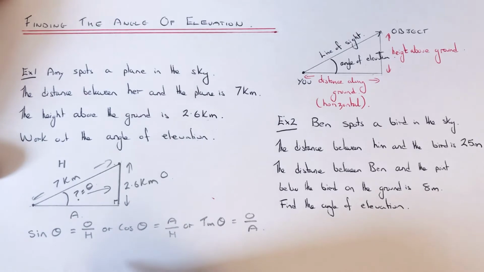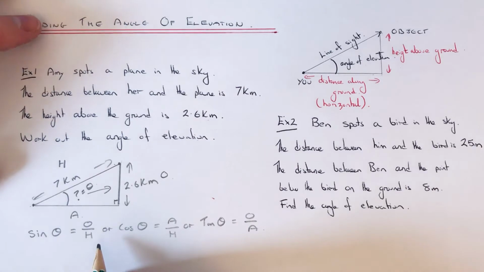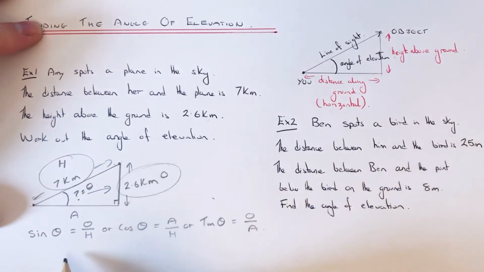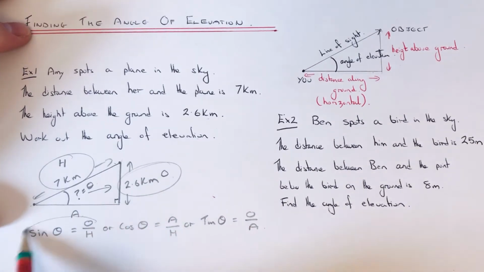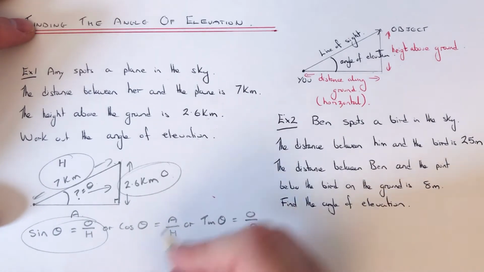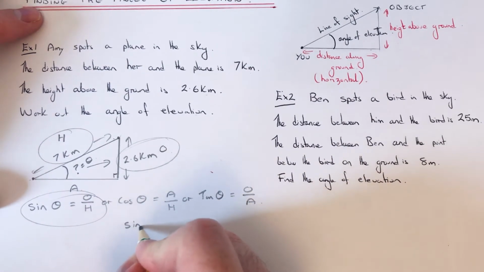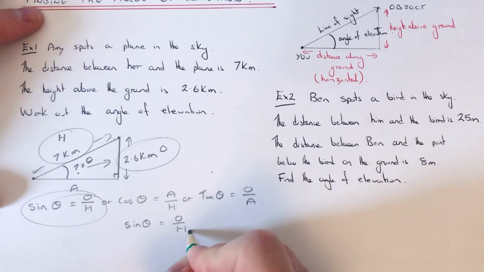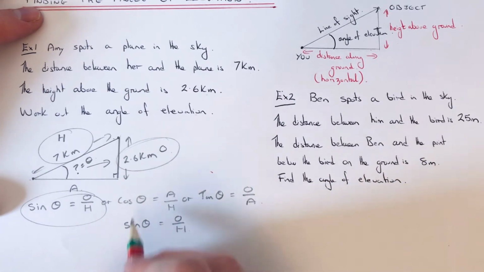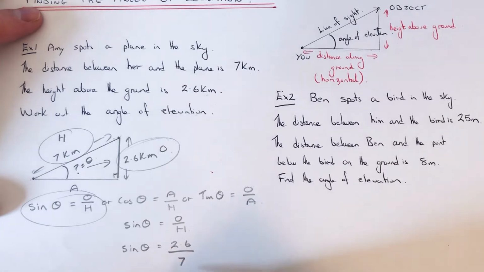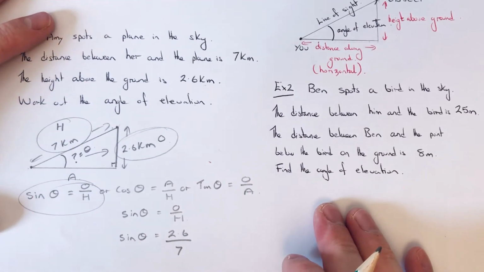Okay, so to select our formula then, we need to choose the formula with the two sides that we're given. So we're given the hypotenuse and we're given the opposite. So the formula we're going to use is sin. Okay, so let's write this down again. So it's sin theta equals O over H. So if we fill our two numbers into our formula, it's sin theta equals 2.6 over 7.